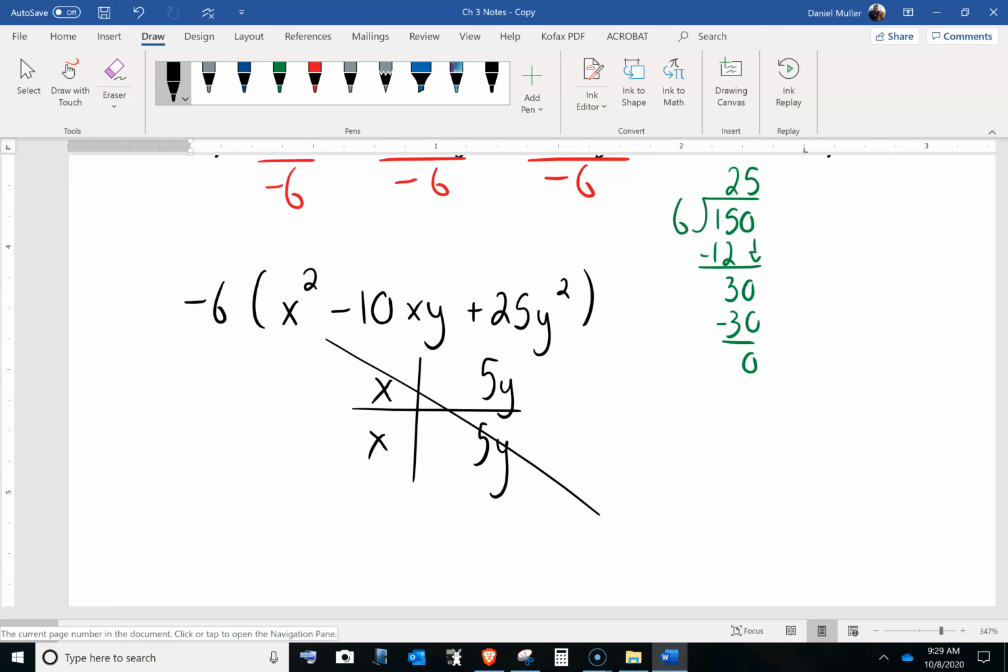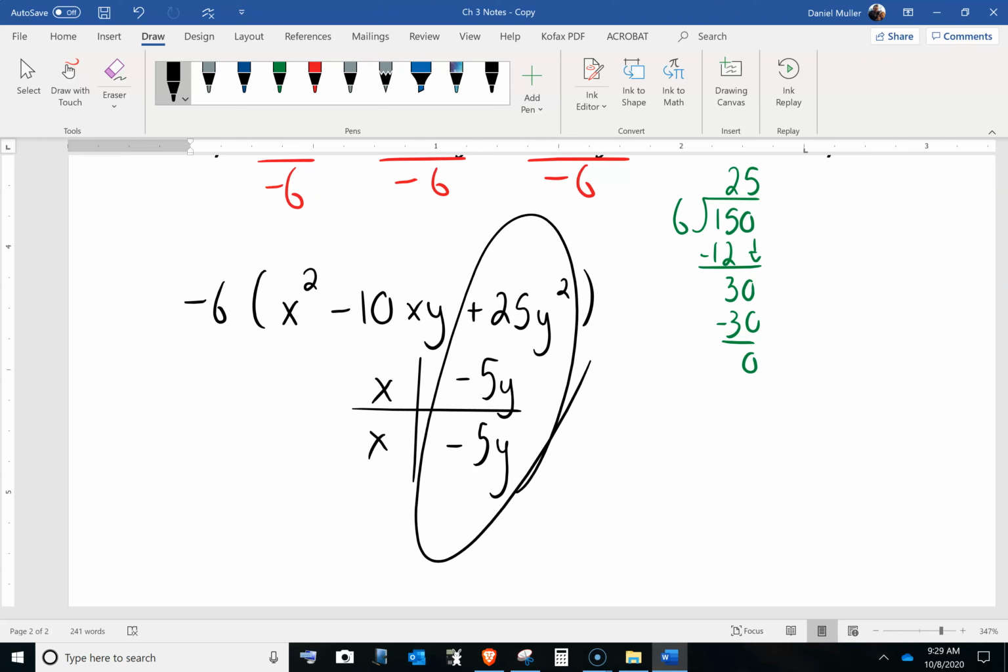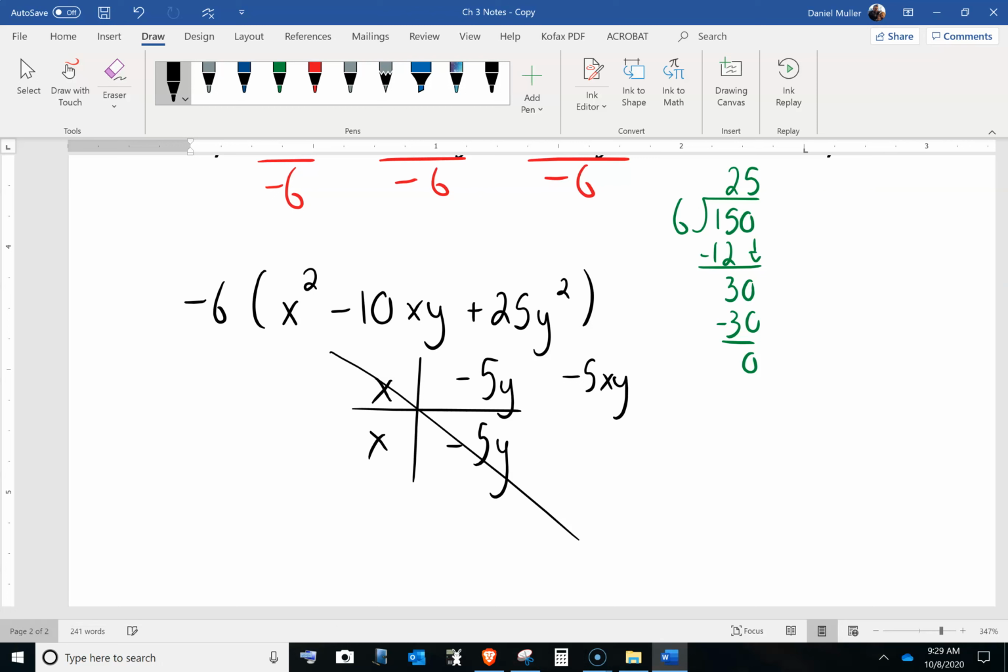So this diagonal is a 5, this diagonal is a 5, which gets you 10, but I need negative. So I'll switch the signs to a -5 and a -5. Now that still does preserve it: -5 times -5 is 25, so we're still good there. My diagonals are going to be, x times -5y is -5xy, and x times -5y is -5xy as well. If you add those, you get -10xy, which is my middle term.